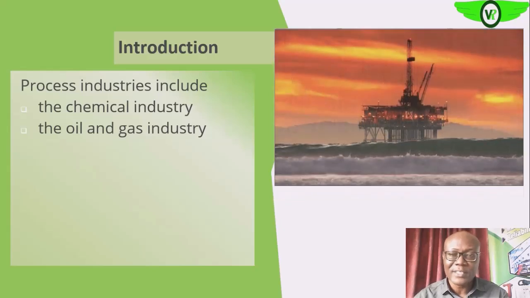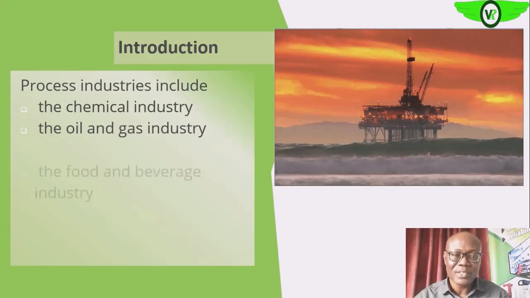As you can see here, this is a production platform where the crude is actually produced. In the production, we need to monitor certain variables, and in monitoring these variables, we need instrumentation, so that we will be able to get the desired quality and the desired output from that process.